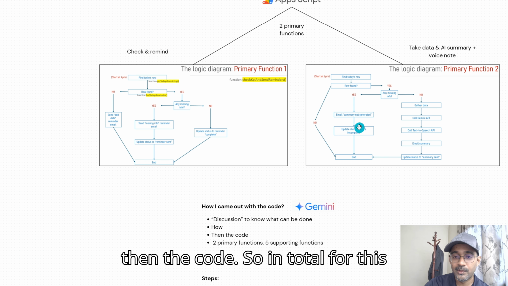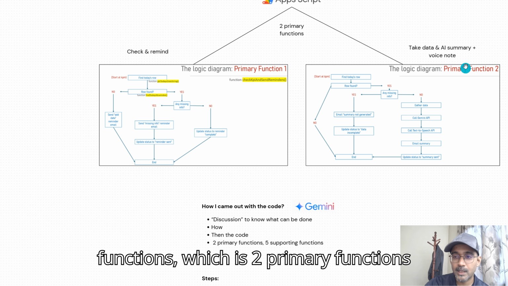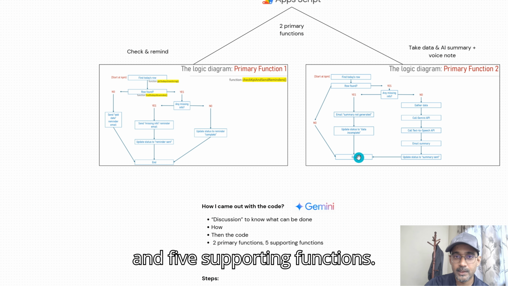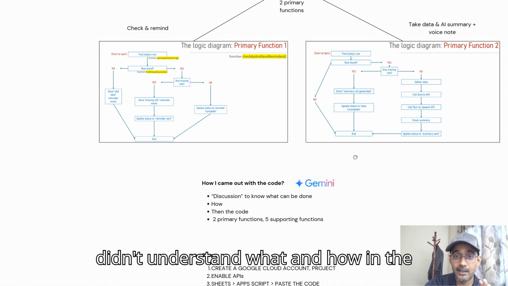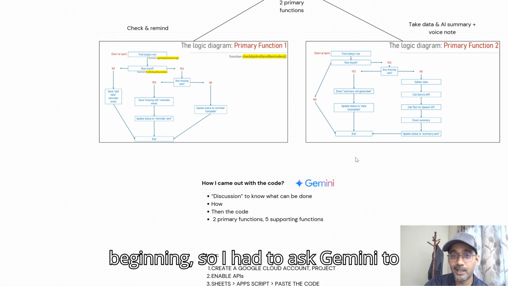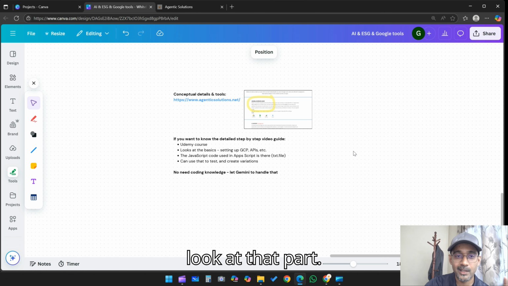So in total for this particular case, we have seven functions, which is two primary functions and then five supporting functions. And again, I have to highlight this: I didn't understand what and how in the beginning, so I had to ask Gemini to explain all the concepts to me. So let's look at that part.